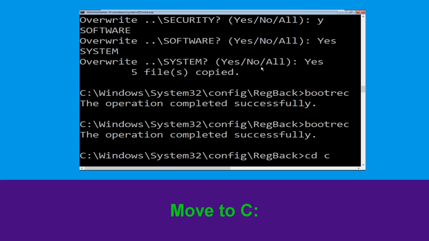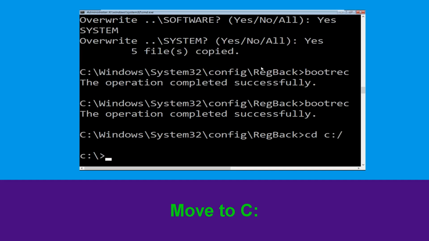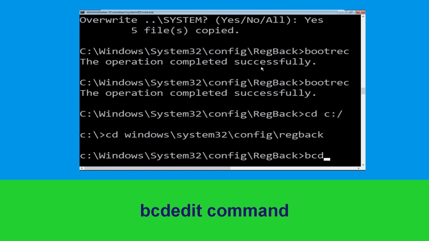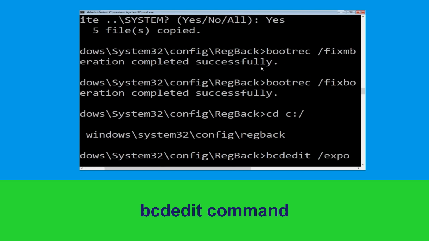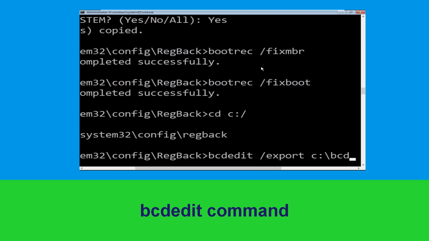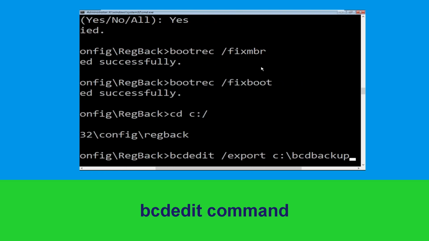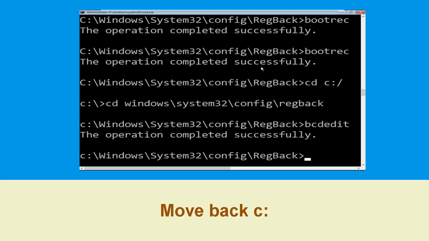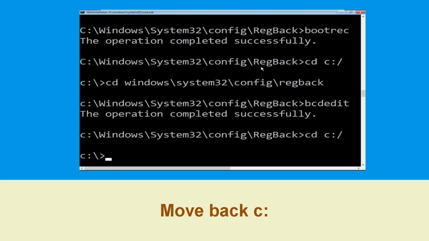Now execute this command cd space c:/. Now type cd space Windows /system32/config/regback and hit enter to execute. Now type this command bcdedit space /export space c: /bcdbackup, then hit enter. Now execute this command. Type cd space c: and hit enter.